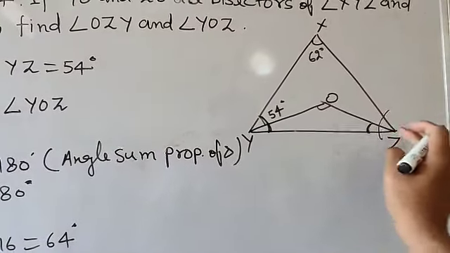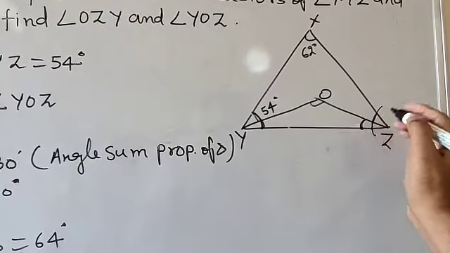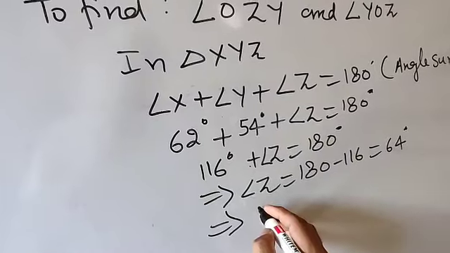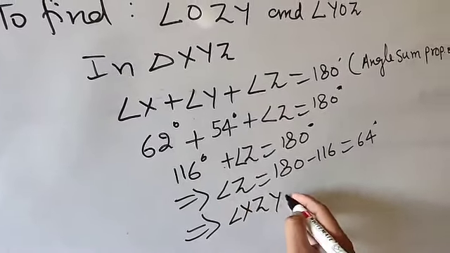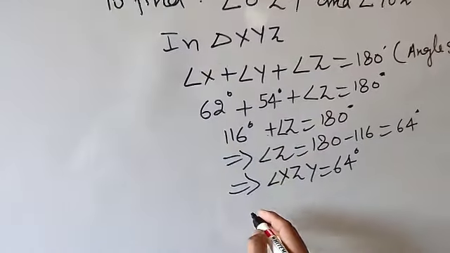So here ZO is the angle bisector of angle XZY. It means angle Z is the same as angle XZY. So you can write it like this: angle XZY equal to 64 degree. So here you need to find angle OZY.